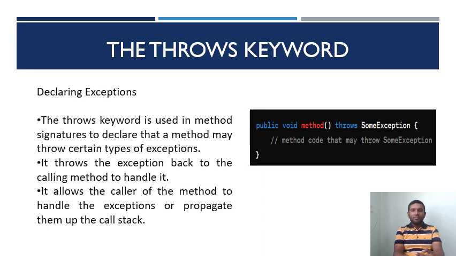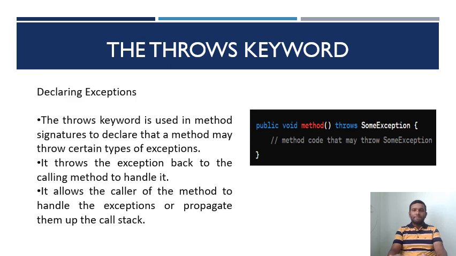We can see the syntax over here. Public void method throws some exception. Some exception is where we should specify which kind of exception we are expecting from this code. And inside that block we have to write the method code that may throw some exception. Whatever exception we have specified, that exception may or may not occur, and we have to put that method code there.